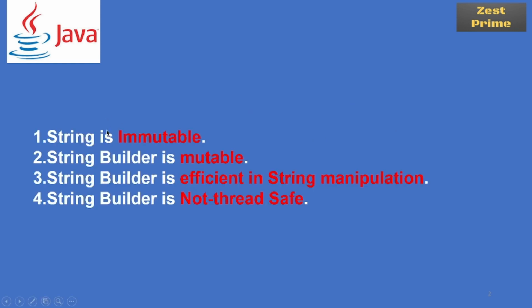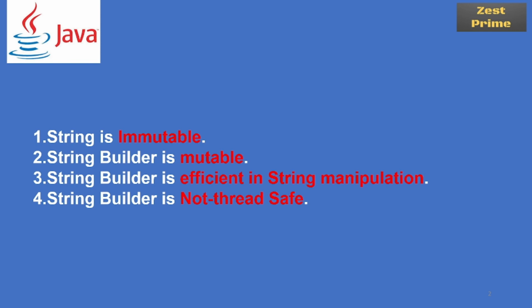So, the first thing is String is immutable, which we have seen in many previous videos. Whenever you are trying to change the String, it creates a new object for every change. That's the reason we call String immutable. And the second difference is StringBuilder is mutable. Whenever you change the StringBuilder, it will not create a new object. It modifies the existing object. So that's the reason we call StringBuilder mutable. Mutable in the sense it can be changed.